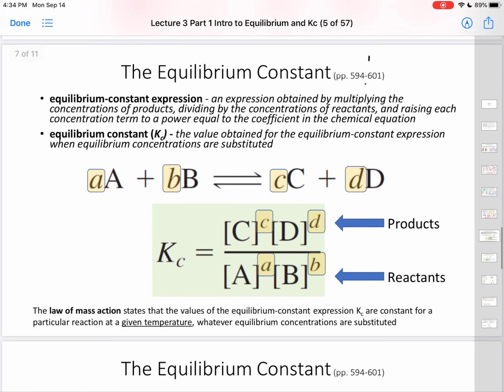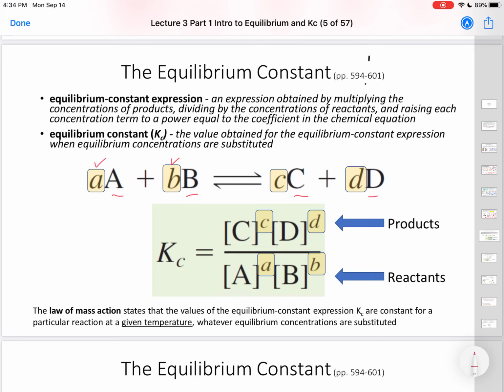Now, the book introduces what is called the equilibrium constant, and we're going to see a lot of this equilibrium constant this semester. The book defines the equilibrium constant expression as an expression obtained by multiplying the concentrations of products and dividing by the concentrations of reactants, raising each concentration term to a power equal to the coefficient in the chemical equation.